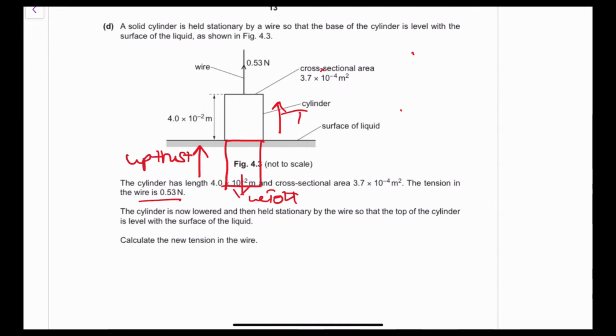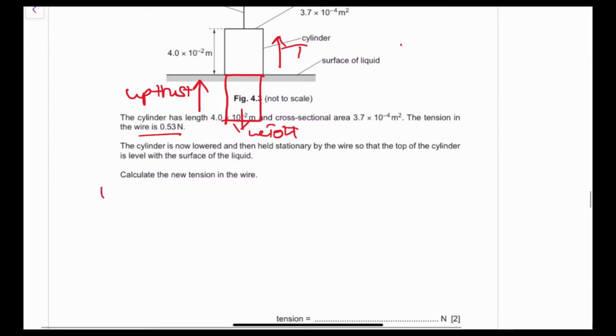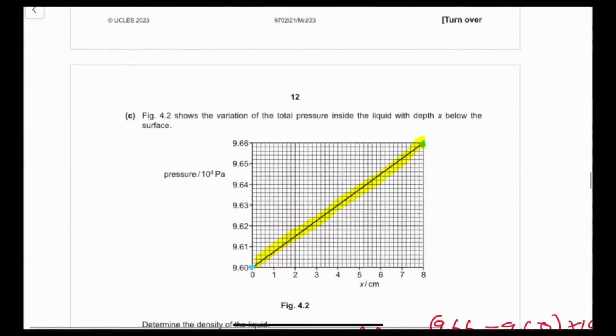So whenever an object enters water, it's going to displace some volume of that water, and that is called upthrust, okay? So how do you find upthrust? Upthrust is actually rho, the density, multiplied by g, multiplied by the volume itself, okay? So from my previous question, we had calculated the density of the cylinder itself, okay?